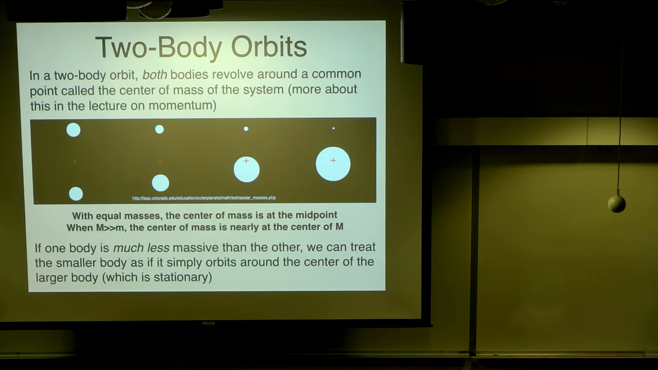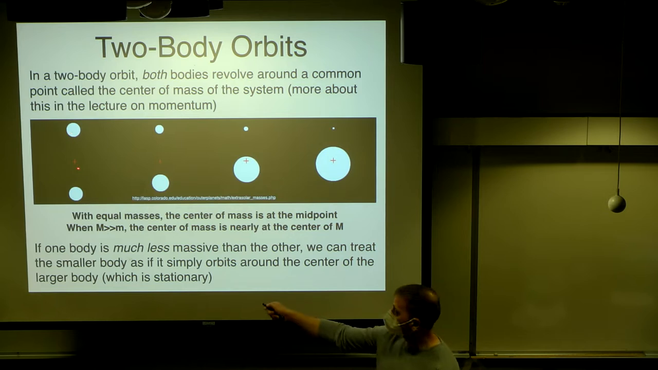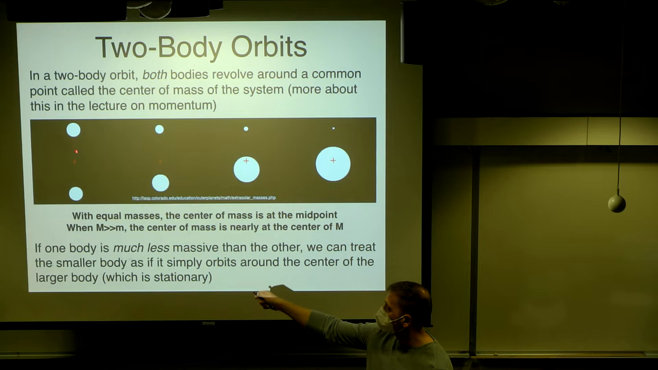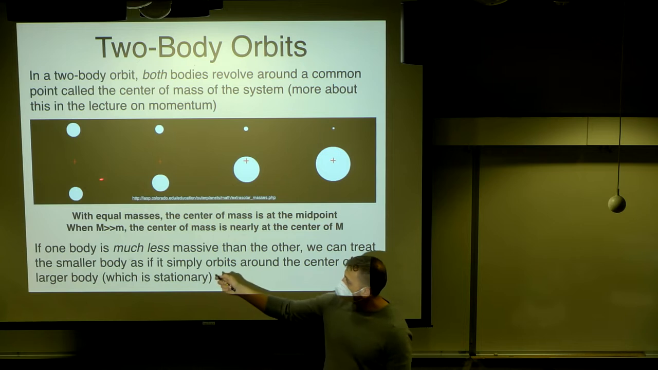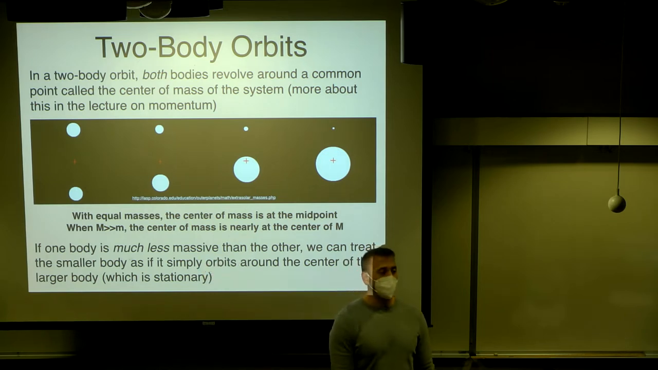What we're going to learn in chapter 9 is why this result actually holds true, but for now I'm just going to give you the result. If you have a two-body orbit, both of those bodies are orbiting a common point, and that point is called the center of mass of the system. If the two bodies are equal in mass, the center of mass is exactly in the middle. So you see in this first case, we have two equal mass objects, the center of mass is right in the middle, and both bodies orbit around that same exact point.